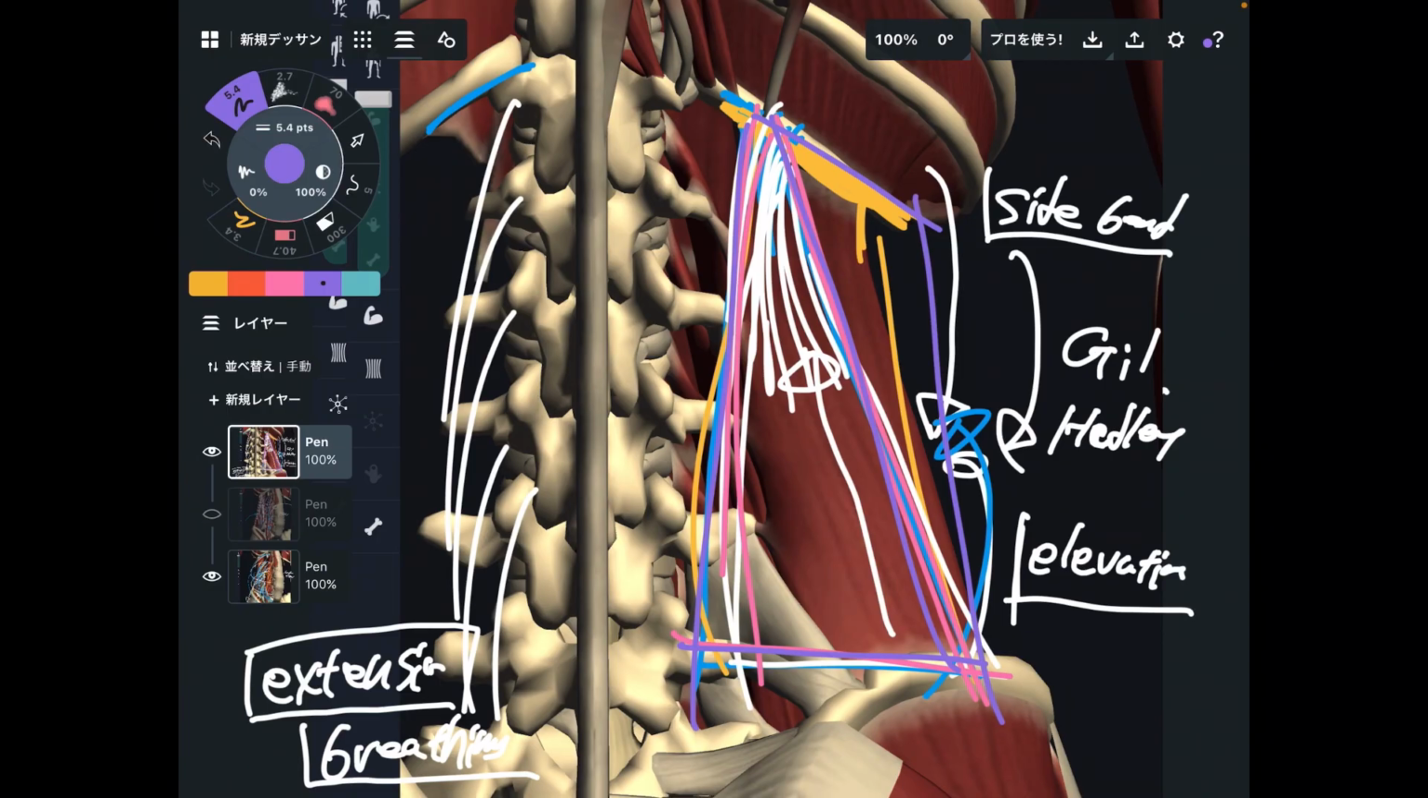In today's video, I explained basic anatomy and function of quadratus lumborum. I explained its origin, insertion, function, and important anatomical relationship with psoas and nervous tissues.